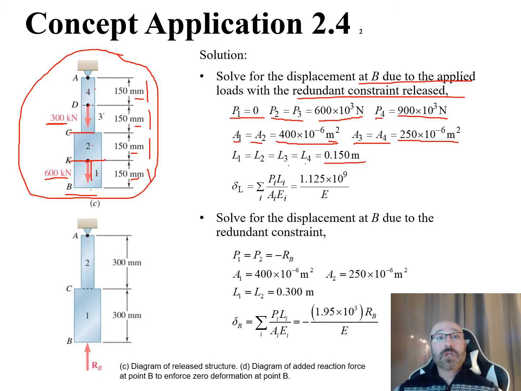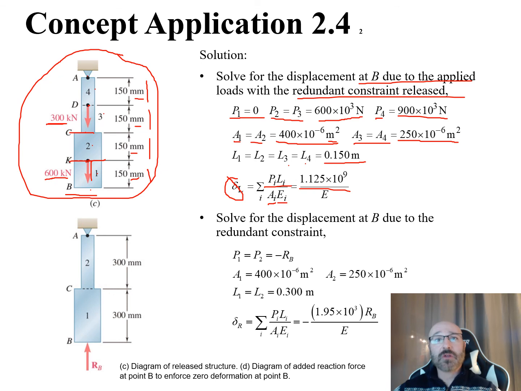Now from there, we can solve for our delta L. This is the summation of our loads times those lengths, all over our cross-sectional areas times our modulus of elasticity. So we've seen in the previous example, we'll skip a couple steps here. This example is also in your textbook to go through and reference for the details.